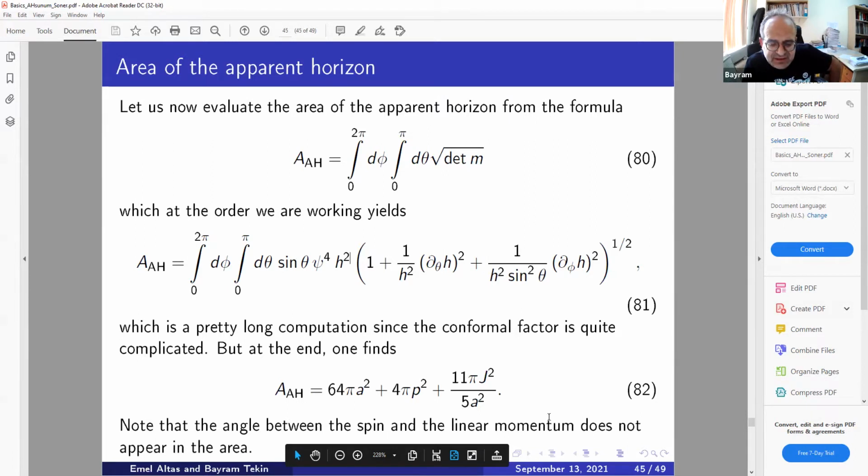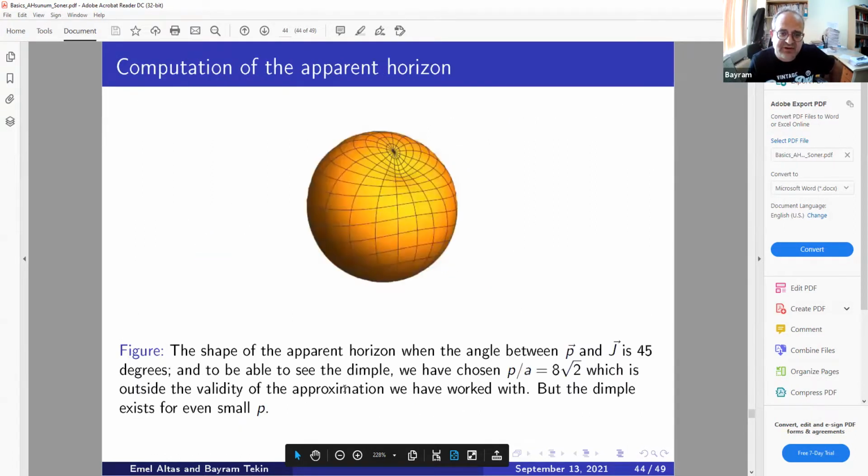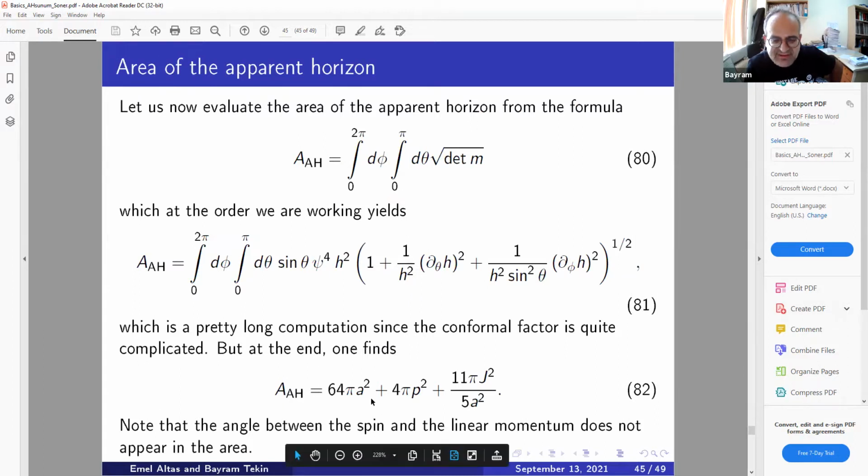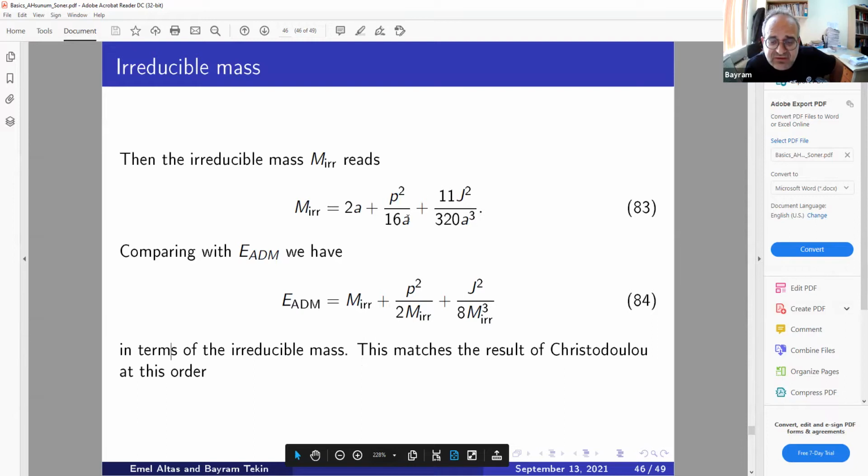And the angle between the spin and linear momentum does not appear in the area. By the way, the location of the dimple depends on the angle between the spin and angular momentum of the apparent horizon. Now, from that, we can define the irreducible mass. Remember, irreducible mass is the square root of this divided by 16 pi. So irreducible mass, whatever this guy does, it cannot reduce this classically, is given by this 83. Comparing 83 with EADM, we get EADM of this object to be irreducible mass plus P squared divided by irreducible mass plus this.